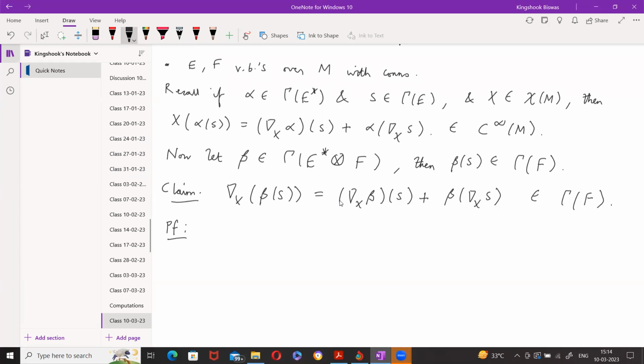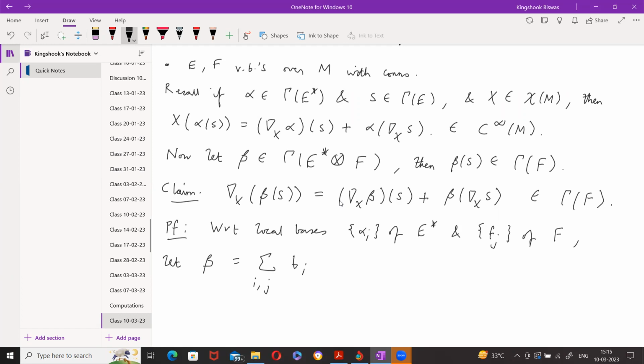Yes, sir. Okay. So let's take local bases, alpha I of E star and Fj of F. Let beta be the sum over ij of Bij alpha I tensor Fj, because this alpha I tensor Fj will be a local basis of the tensor product E star tensor F. Is this clear?